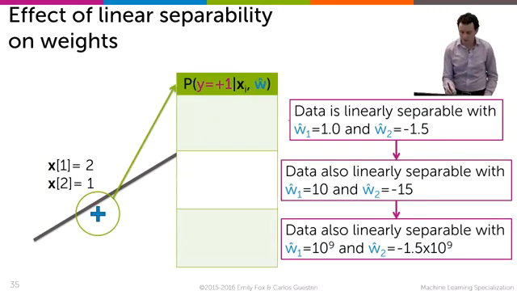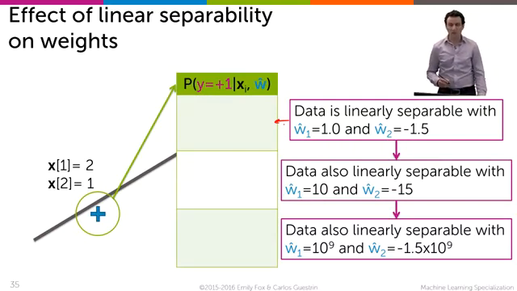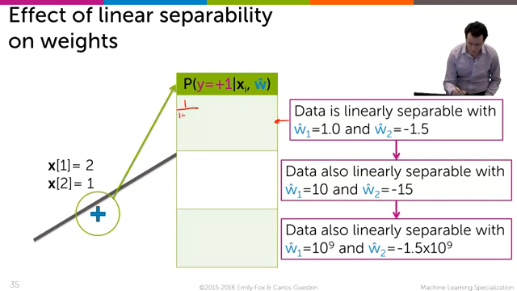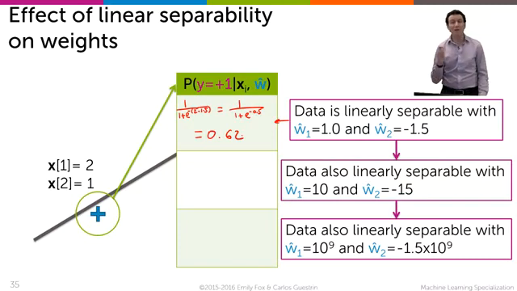Let's see what happens when you're using the first set of coefficients learned. W1 is 1.0, W2 is minus 1.5. So in this case, my estimate of probability is 1 over 1 plus e to the minus, so 2 times 1.0, which is 2, minus 1.5 times 1, which is minus 1.5. So this is equal to 1 over 1 plus e to the minus 0.5, which turns out to be equal to 0.62. Now that makes sense to me.